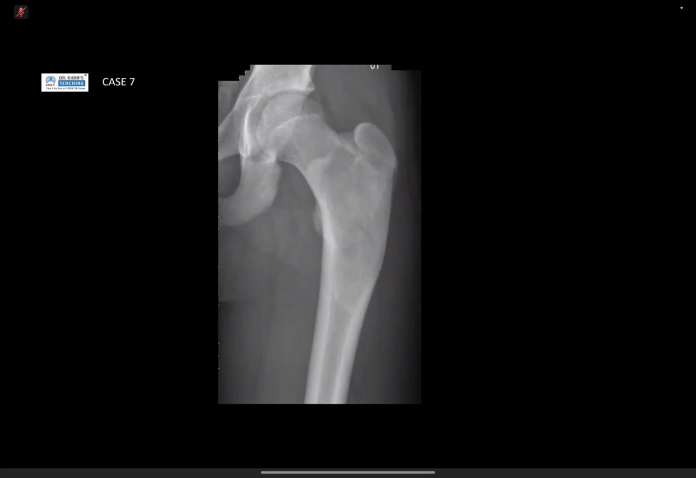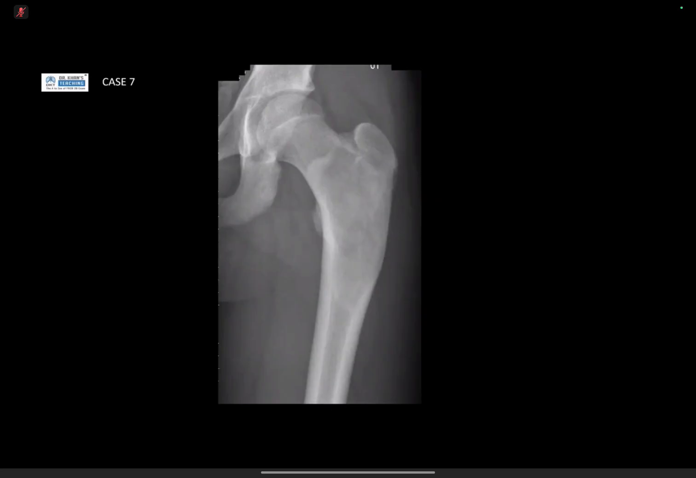I will go with fibrous dysplasia, more likely for me. Also, in this region, the specific lesion here is one of the fibrous lesions coming in this region. It is not an aggressive lesion. This is a benign one. Good.